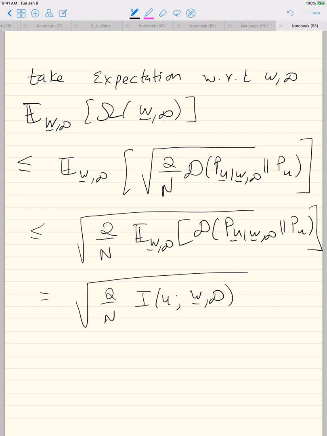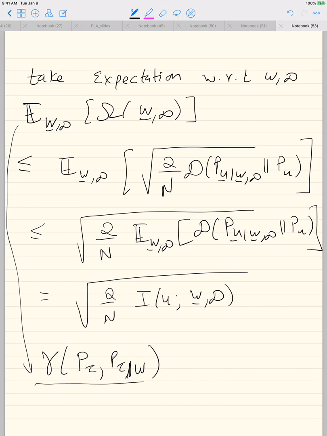The left-hand side, you can check, is exactly the generalization error. It's P of tau given W. Because omega of WD took the expectation with respect to P of u given WD of the training error minus the test error. And then we are taking the expectation with respect to WD. So the function was set up so that the left-hand side is in fact the generalization error. And we have shown that this is less than square root of 2 over n I of u and W comma D.